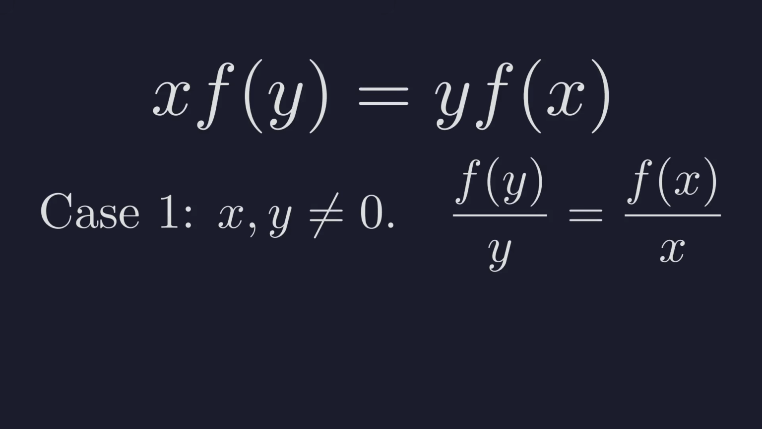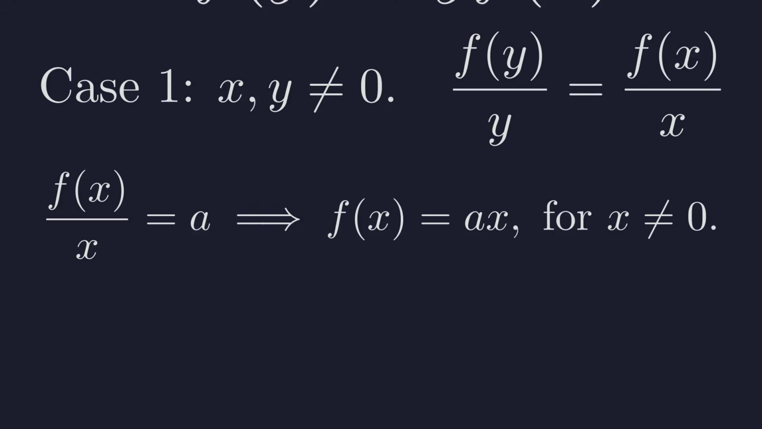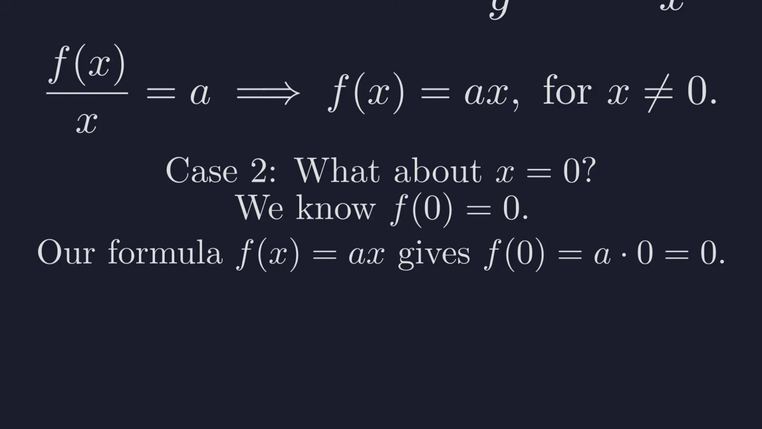Now, we must be careful. If we assume x and y are non-zero, we can divide to see that the ratio of f of x to x is constant. This means that for all non-zero x, the function must be of the form f of x equals a times x for some constant a. But does this formula hold for x equals 0? We proved earlier that f of 0 is 0. Our potential solution, f of x equals a times x, also gives 0 at x equals 0. So the formula holds for all real numbers.